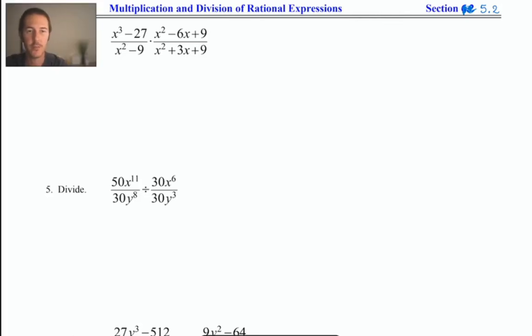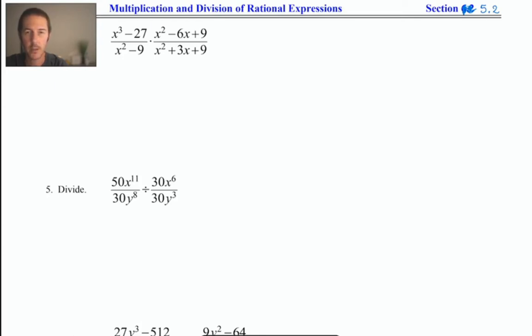And what we're seeing in this first problem is a multiplication of rational expressions. I know that they're rational expressions because each of these fractions has a variable in the denominator. So for me, that's what makes it a rational expression. And I'm seeing a lot of opportunities to factor.